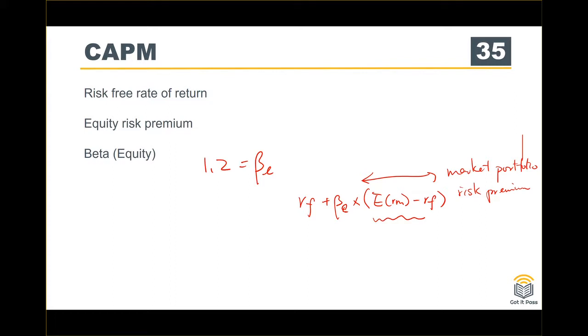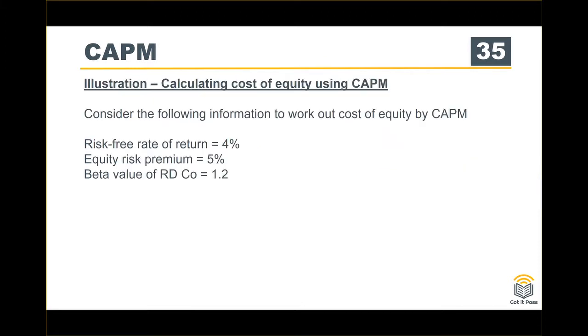Okay. So if I ask you, if beta is 1, what does it mean? I will explain it later. Before going into the explanation of beta is 1, we have an illustration first. Here is the example or illustration about calculating the cost of equity using the capital asset pricing model. It's not very difficult, because it's very straightforward. If you remember the formula, then it's straightforward.